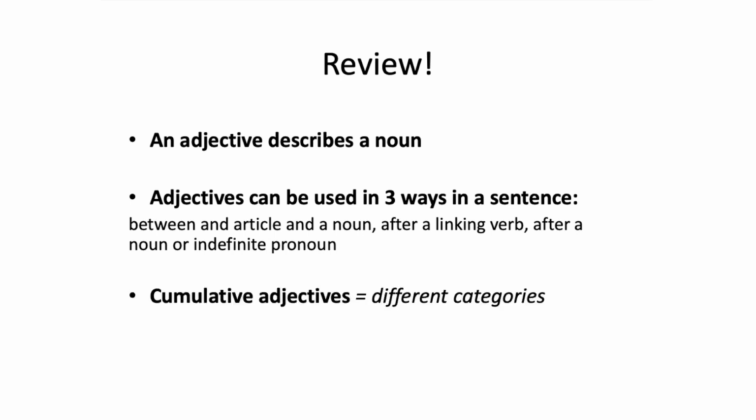Cumulative adjectives are usually adjectives from different categories like age, origin, purpose, material, color. In contrast, coordinate adjectives individually modify a noun and are separated by a comma. They are usually from the same category of adjectives. Good job sticking through this tricky yet very important lesson.